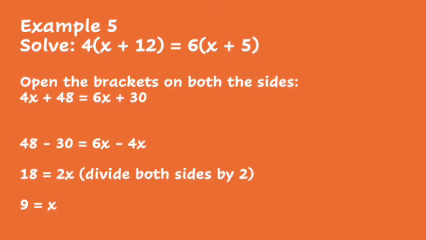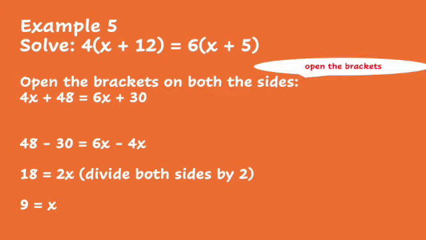In our next example, we have 4 times (x plus 12) equal to 6 times (x plus 5). You can see the brackets here, so the first step would be to open the brackets. When we open the brackets, on the left hand side, each term of the bracket is to be multiplied by 4. And on the right hand side, each term of the bracket is to be multiplied by 6.